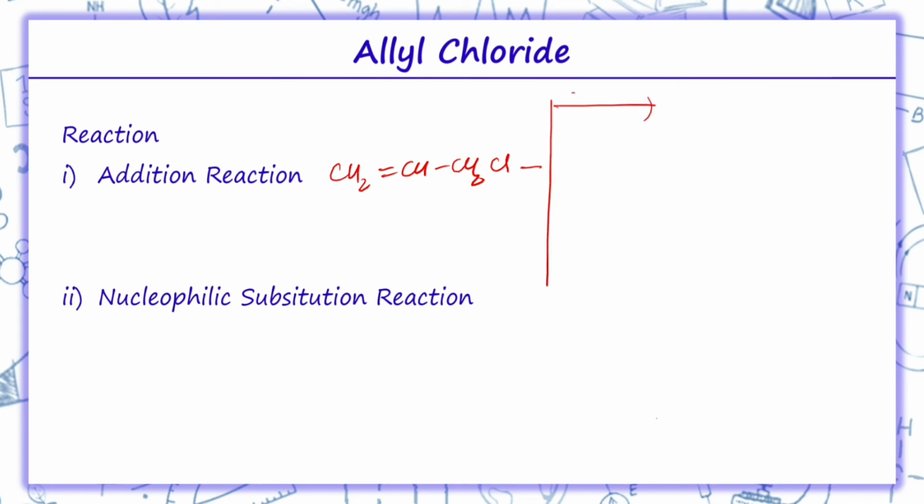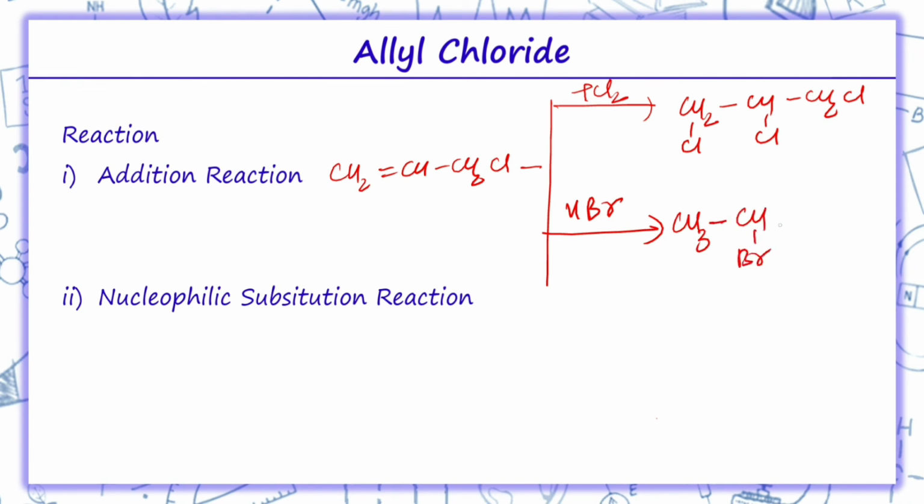On reaction with Cl2, Cl2 will be added across the double bonded carbon atoms. Here we will get CH2Cl-CHCl-CH2Cl. Similarly, if the reaction takes place with HBr, the negative part goes to the carbon having fewer hydrogens, so we will get CH3-CHBr-CH2Cl. The addition here follows Markovnikov's rule. In the presence of peroxide, the products formed will be different because the negative part goes to the carbon having more hydrogens. Next is nucleophilic substitution reaction.